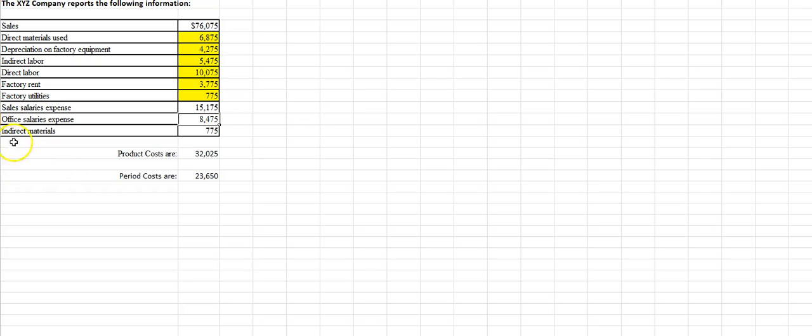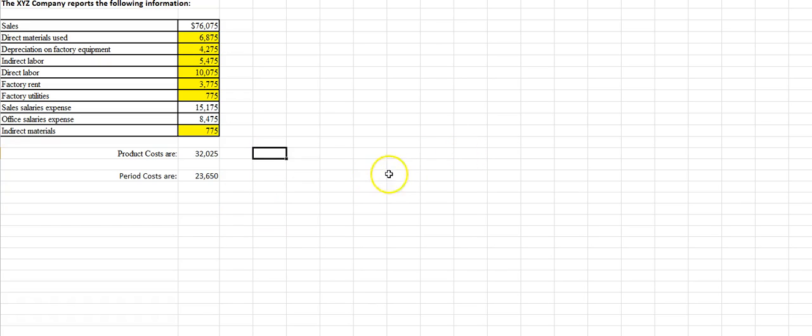other period costs. Indirect materials, those would probably be things like glue and so forth. So we would go ahead and include that as part of product costs. So all these are product costs. And so our total product cost would be the addition of everything that's in yellow, and the answer would be $32,025 in this example. You're going to have something very similar in the test with different numbers.